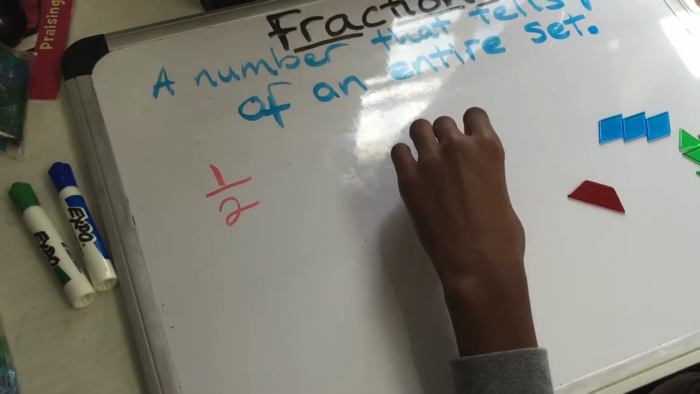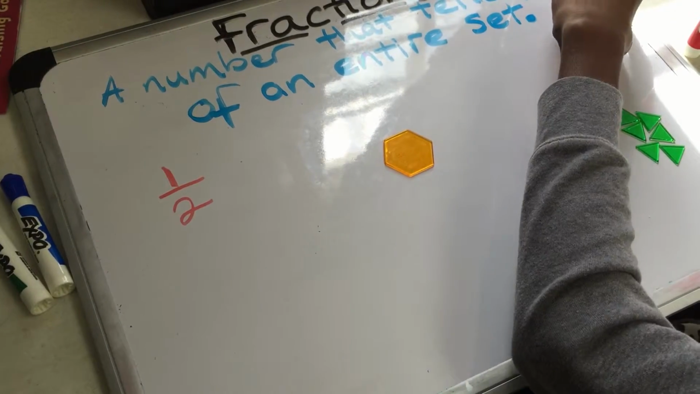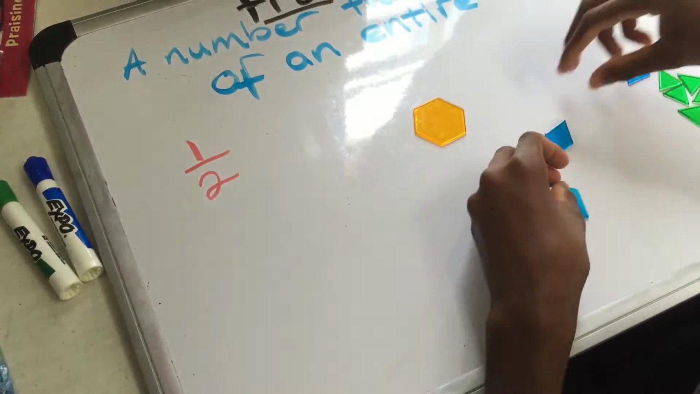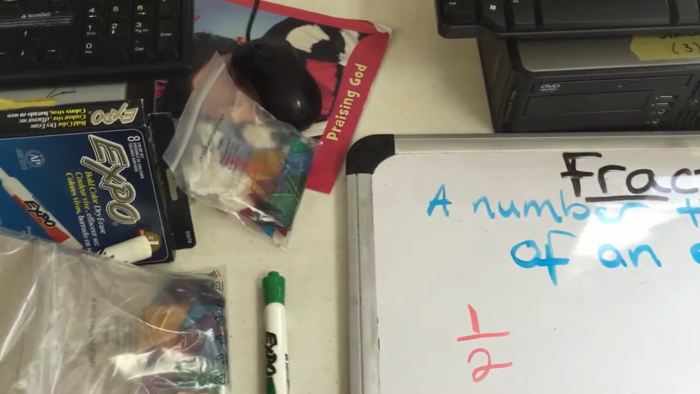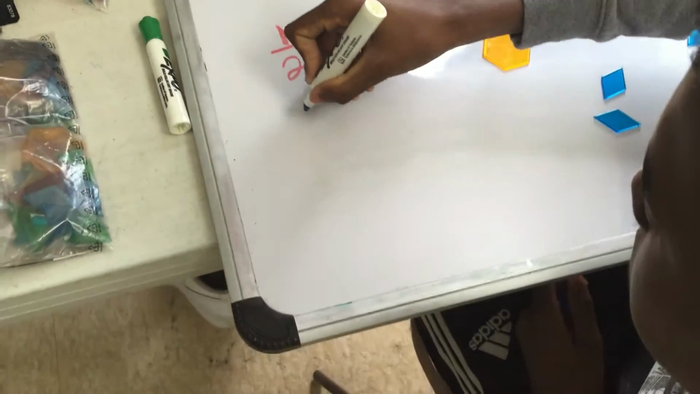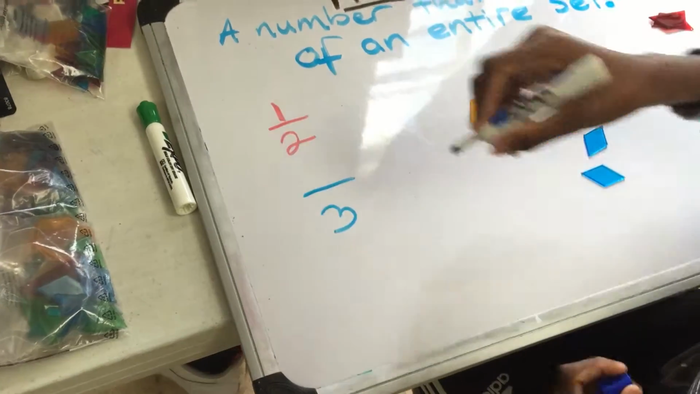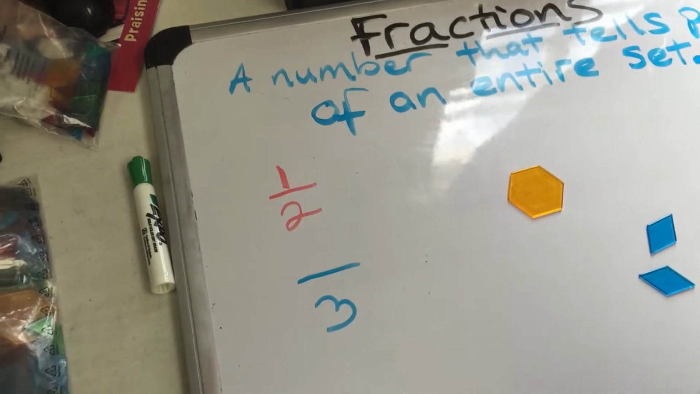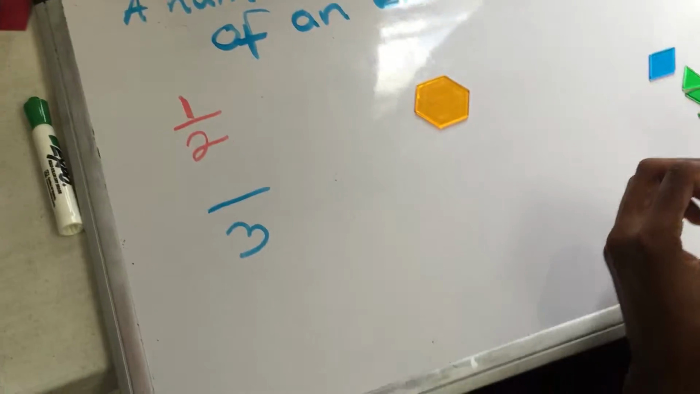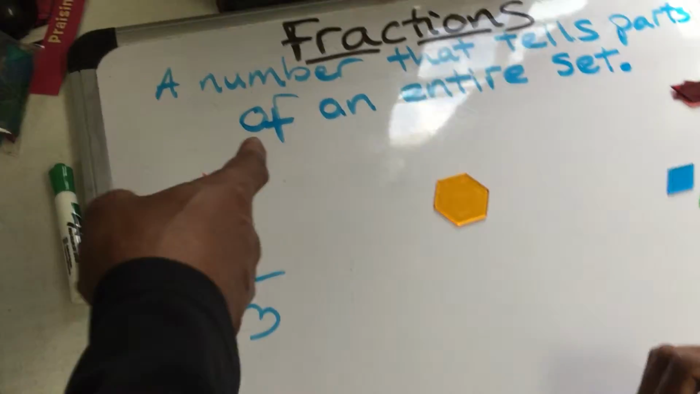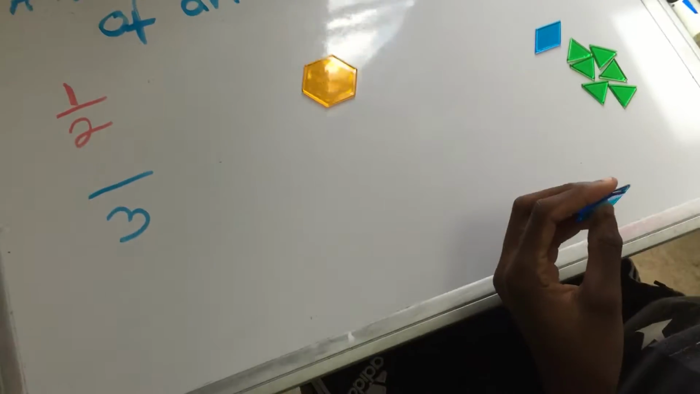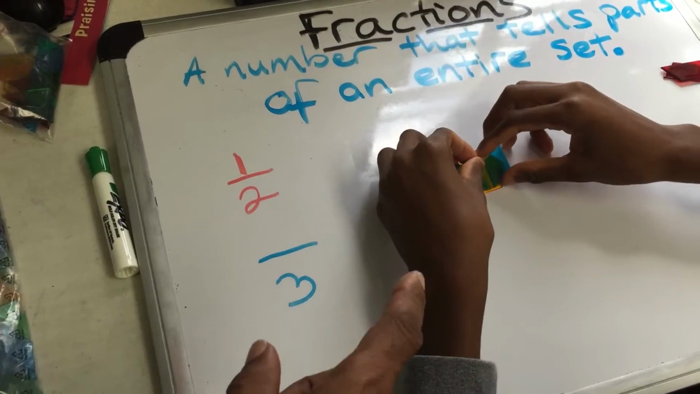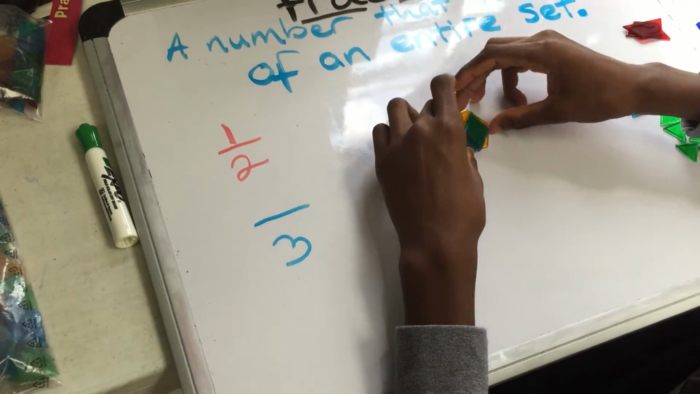Let's look at the next greatest piece. It's blue. How many pieces do you have? I have 3. So let's write that as a fraction, 3. What is this bottom number called again? The denominator. And that's telling you how many pieces you have all together of the entire set. Show me 1/3 using the blue pieces.